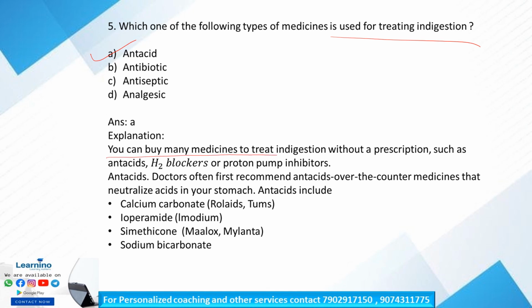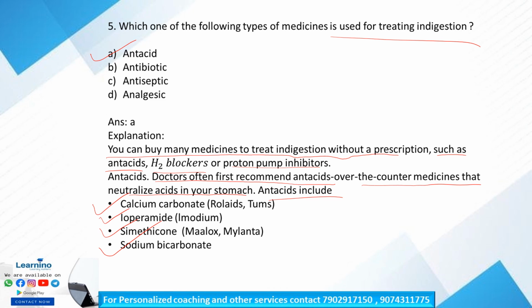You can buy many medicines to treat indigestion without any prescription, such as antacids, H2 blockers, or proton pump inhibitors. We don't need any doctor consultation to buy indigestion medicine, right? So one among them is antacids, we all know. Doctors often first recommend antacids, over-the-counter medicines that neutralize acids in our stomach. Things included in the antacids are calcium carbonate, loperamide, simethicone, and sodium bicarbonate. Clear? So let's move on to the other options.